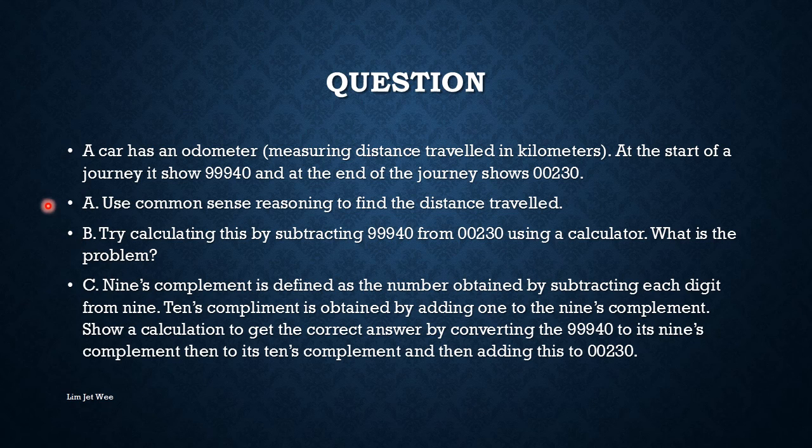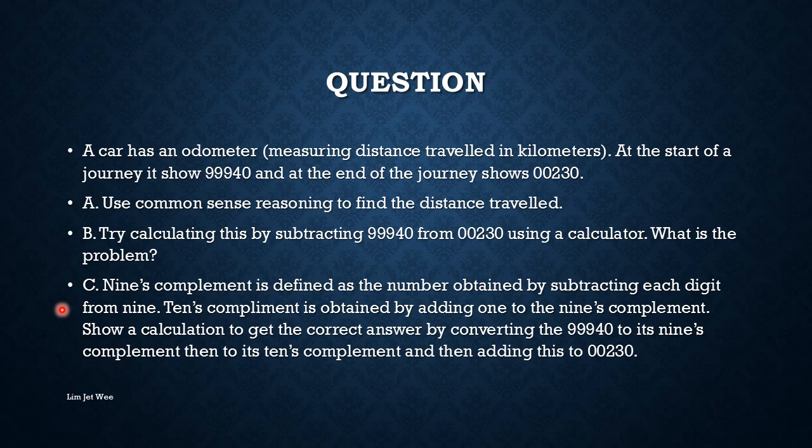Part A is using common sense reasoning to find the distance traveled. And part B, try calculating this by subtracting the beginning from the end using a calculator. So what is the problem? We can actually already know what is going to happen, but anyway, I'll go through A, B, as well as C. And C is the tricky part.